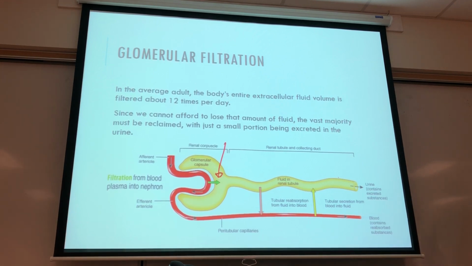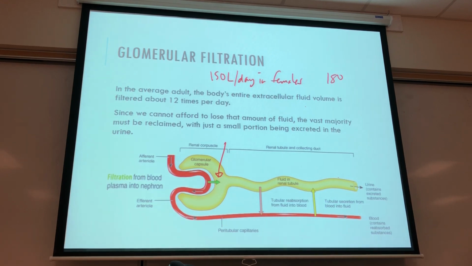And how much filtration actually takes place? It's about 150 liters per day in females. It's about 180 liters per day in males. So if you take into account about 5 liters of blood, that comes to about 10 times the amount of filtration of that blood. We're filtering your blood at least 10 times per day.